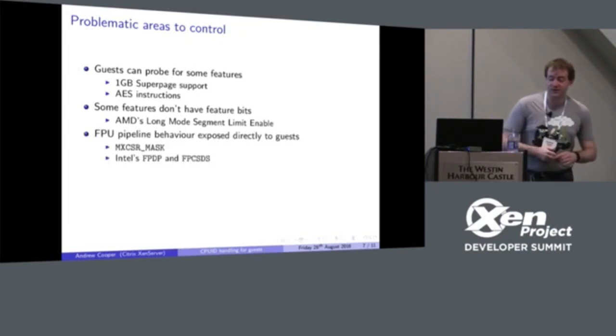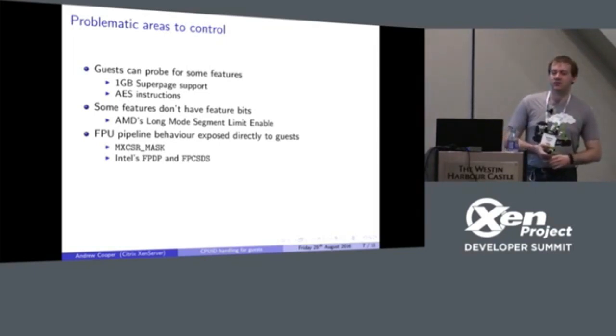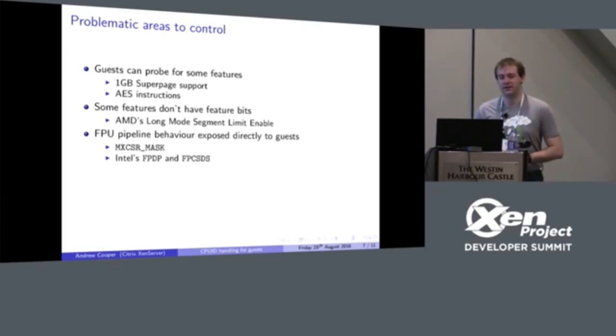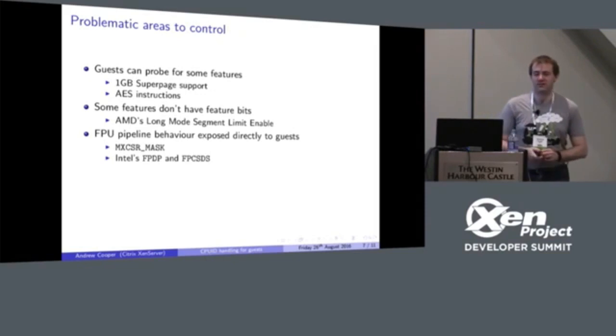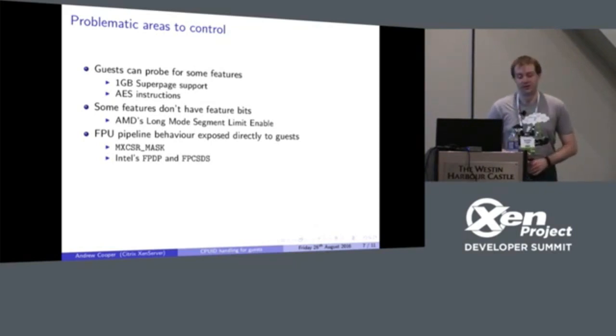Other bits, the FPU pipeline is particularly problematic when it comes here. The MXCSR mask is the control bits to control things like rounding in the MMX pipeline. And the way you grab that piece of information is to execute an FXSAVE instruction and read it out of one of the areas. And that's great, but it may change on migrate.